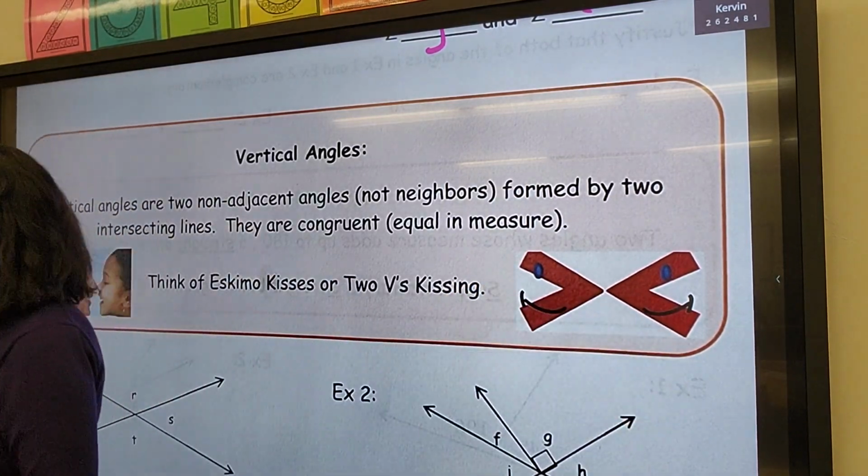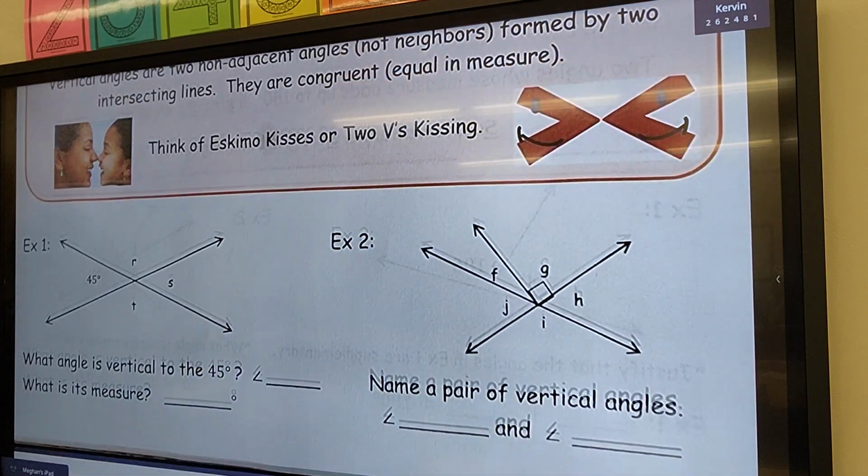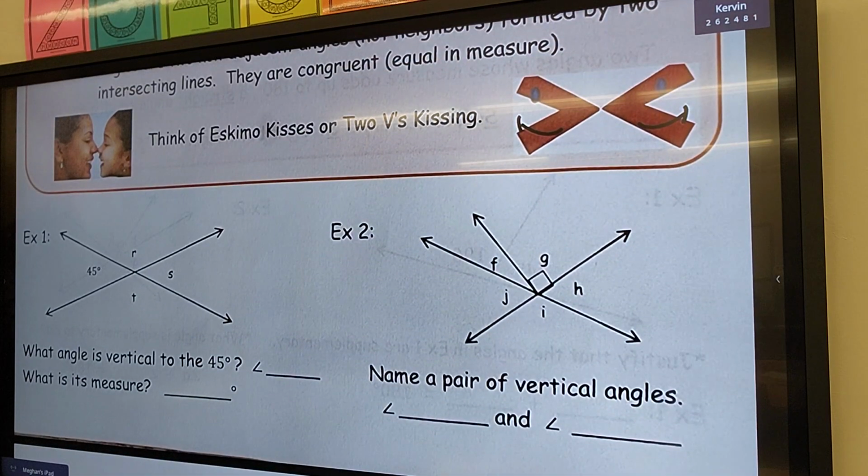So think of that. Grayson, you want to do example 1? So which angle is vertical to this 45-degree angle? S is directly across from it. What's its measure? What do you guys think, Farah? 45 degrees, yeah. Because they're congruent, so that means they're equal.